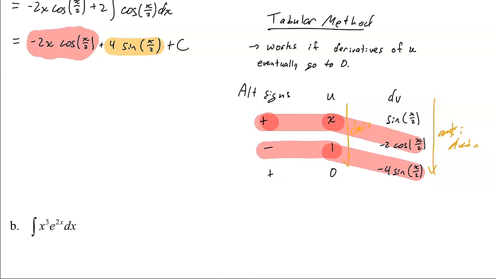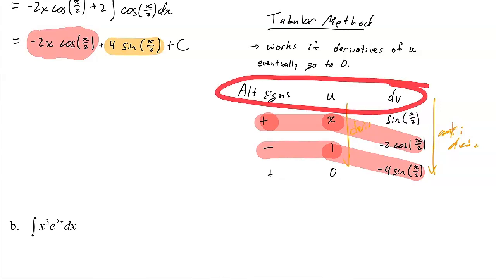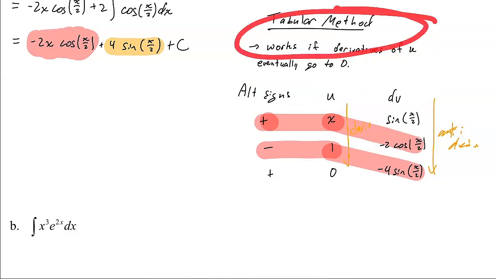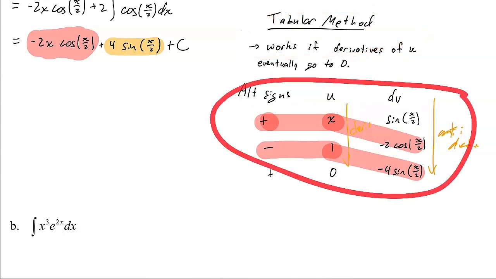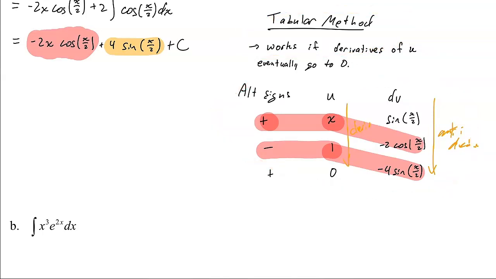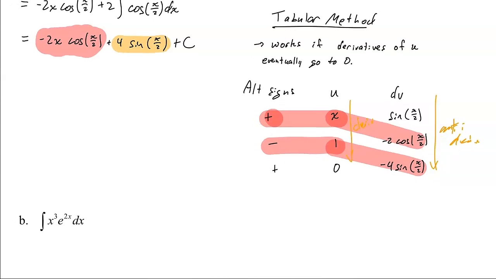What you must do is label what you are doing in each column: alternating signs, u and dv. I'm not looking for you to call it the tabular method. You can if you want to, but it needs to be organized. If it's not organized, you're not going to receive credit for doing the tabular method. This is a completely fine way to do the free response. You will see them often do it in free response if it is available. And it is available on the next one.